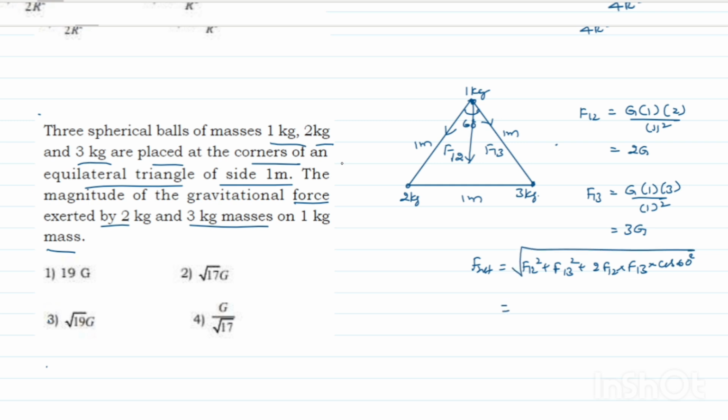So 2G whole squared is 4G squared, and 3G whole squared is 9G squared, plus 2 into 2G into 3G into 1 by 2. So this 2 gets cancelled, and 4 plus 9 gives 13G squared. Then 13 plus 2 threes are 6, so we get root 19G. So root 19G is the correct answer.